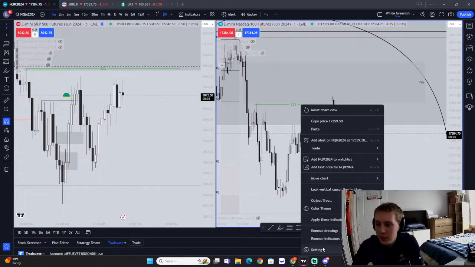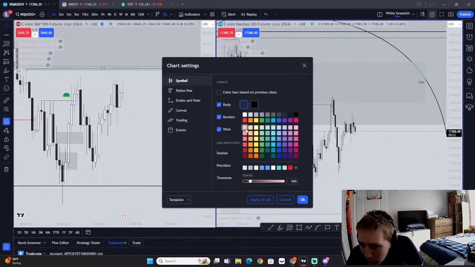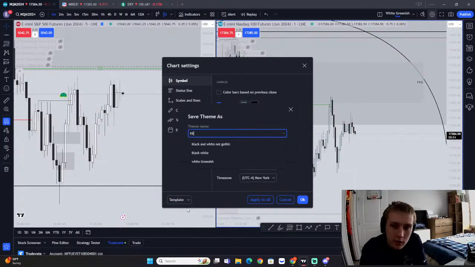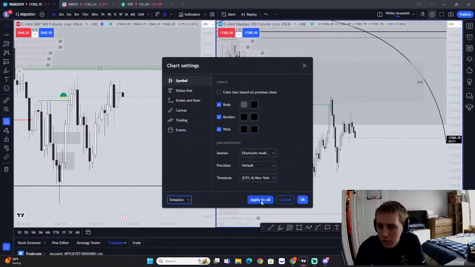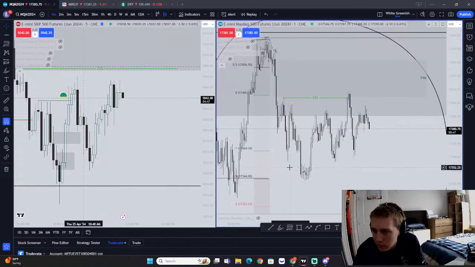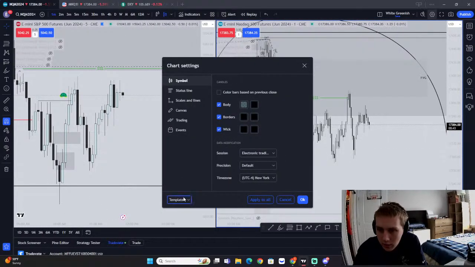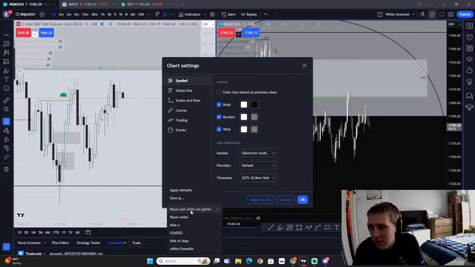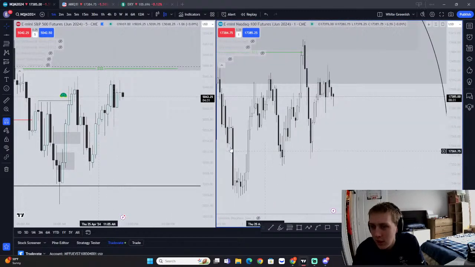I kind of like this hint of peach. Wait, I might try to do hint of peach. All right, we're gonna try this for a minute. I don't know. I kind of like standard white. That's black and white gothic. Yeah, we'll keep it at this for now.